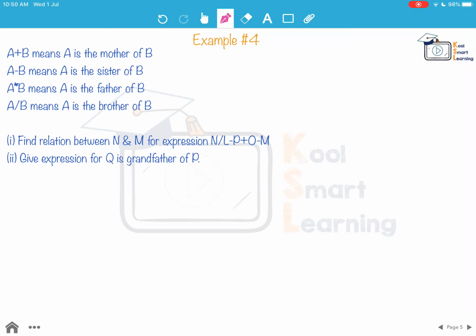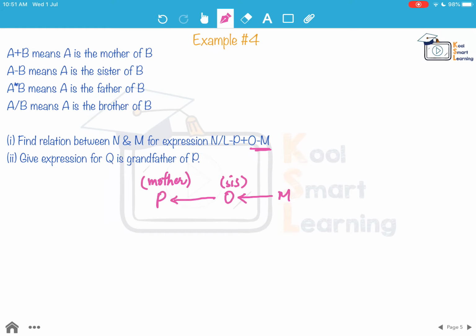Right? So now let's see that based on O minus M, what does that mean? That O is sister of M. Right? So we don't know whether M is brother or sister. We don't know that yet. Now P plus O. P plus O means P is the mother of O. So P becomes mother of both O and M.